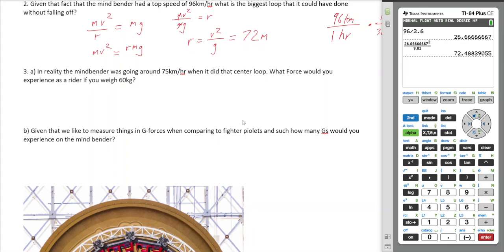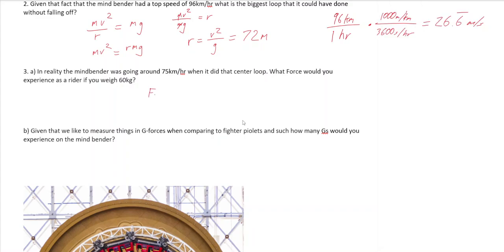What force would you experience as a rider if you weighed 60 kilograms? So now what's the force? F net equals F_C, which equals m a_C, which is equal to m times your velocity squared over r.